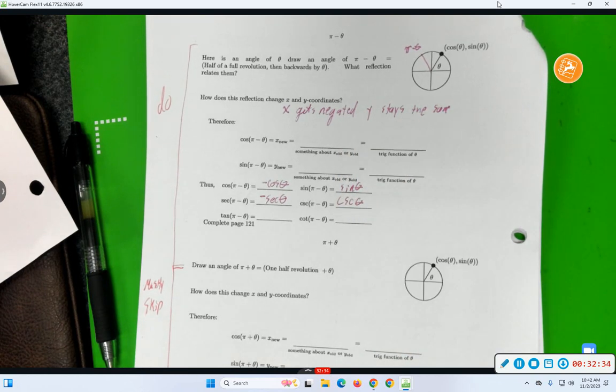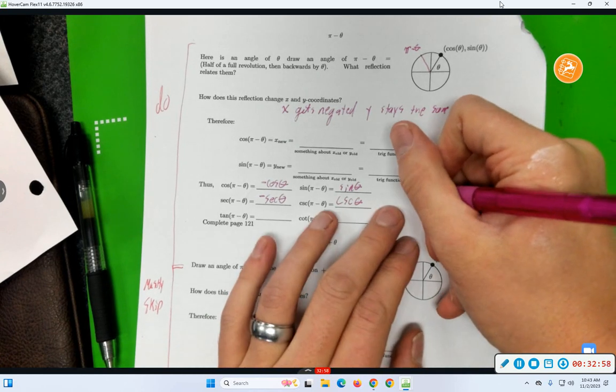Tangent and cotangent. Tangent is sine over cosine. Cosine becomes negative, sine stays the same. So what should tangent do? I think it'll become negative in total. People buy that? Should I write anything for that? All right, then I will write something for that.